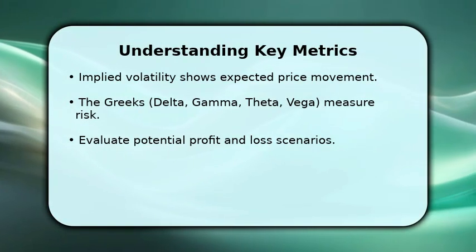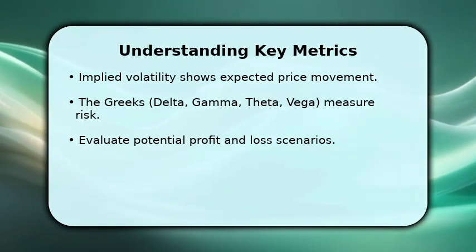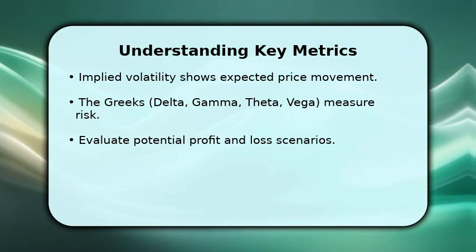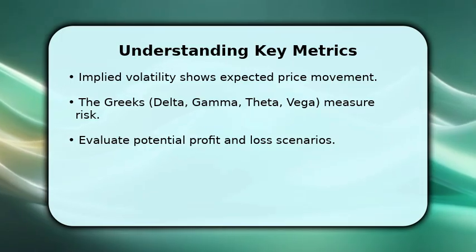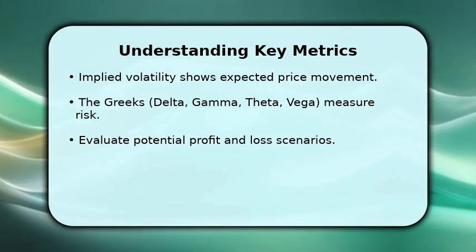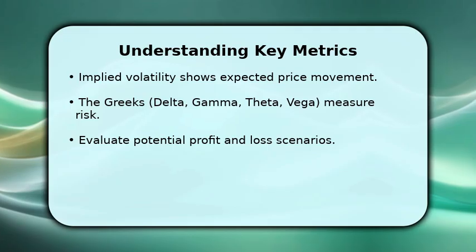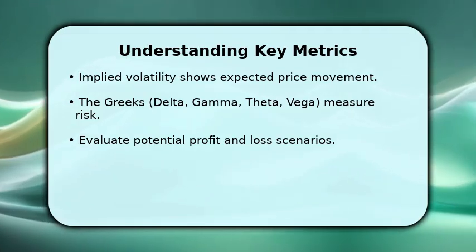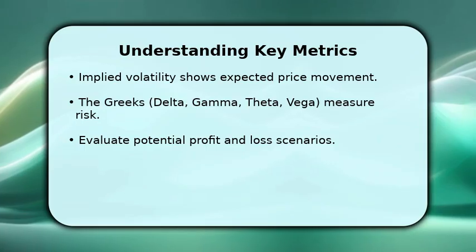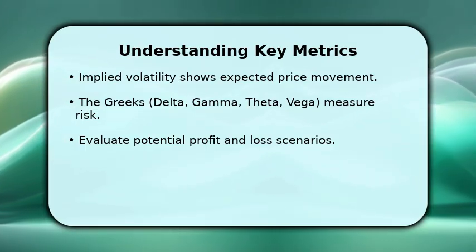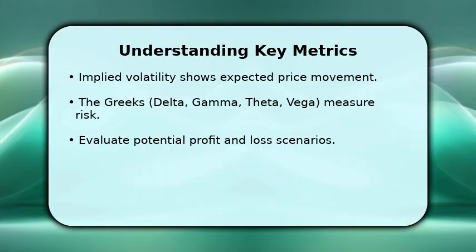Next, understand the key metrics displayed. Implied volatility indicates the market's expectation of future price swings. The Greeks, like delta and theta, quantify different aspects of an option's risk and sensitivity. By understanding these, you can better evaluate potential profit and loss scenarios for your chosen option strategy.